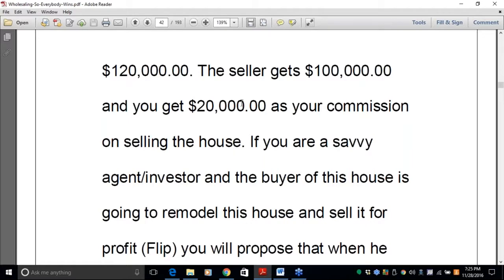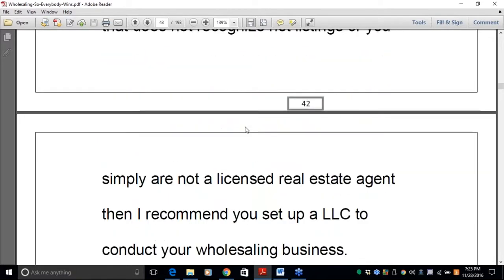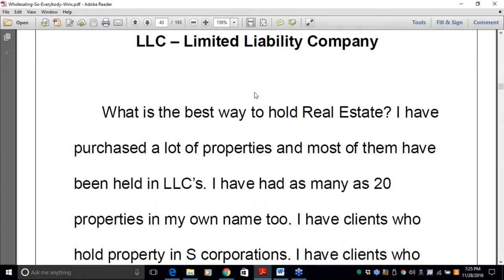But the example in this book just gives you the example property. It was sold for $1,000, and the agent sold it for $120,000, and therefore their commission was $20,000. That's the example there. In any case, the next thing I want to touch on, guys, is LLC. It's just setting up a basic, simple LLC. In Canada, we call it something different, but it's essentially about the same.